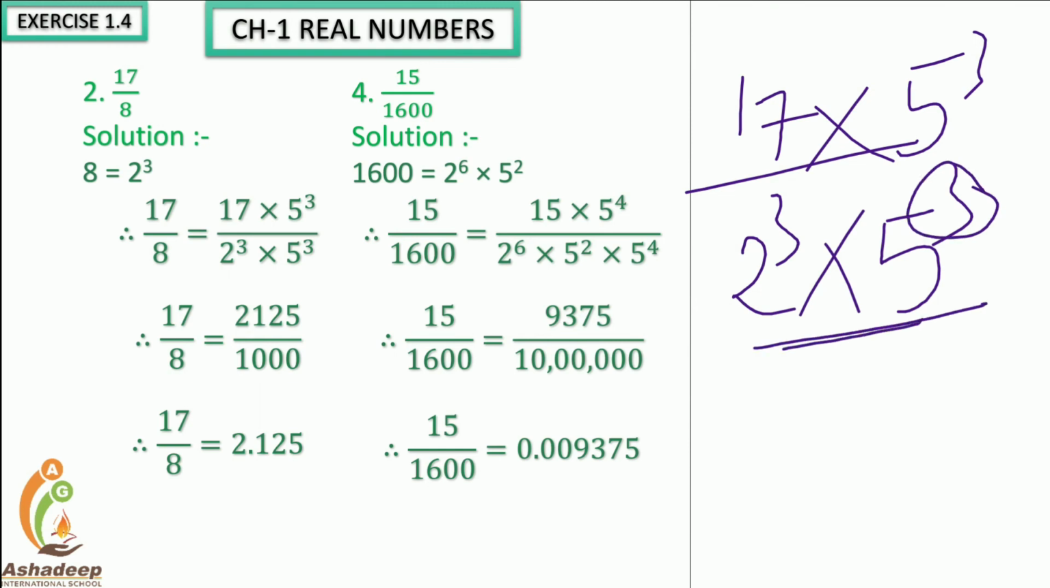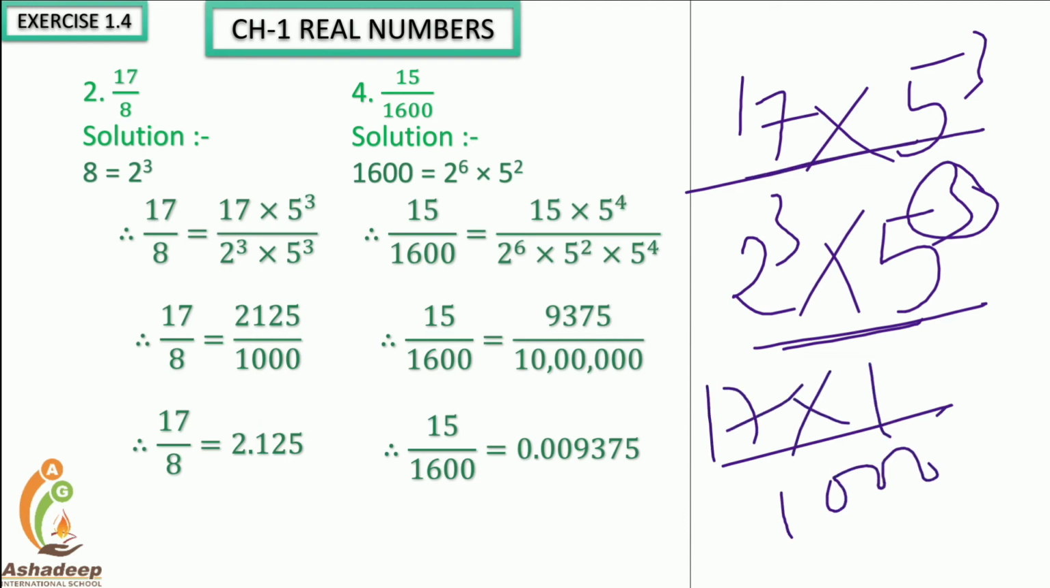How many powers are there? 3 powers are there. So in the denominator there is 1000. And in the numerator you need to multiply 17 into 125. 17 into 125 is 2125. 2125 divided by 1000 is nothing but 2.125. Simple.